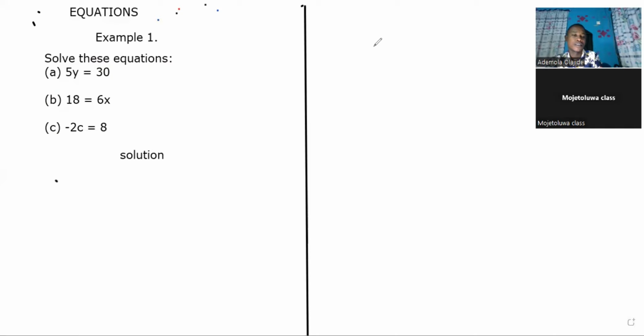So the next part of this is negative 2c equals 8. If you are solving an equation, your target is to protect the letter that is there and remove every other figure around that letter. You ensure you remove them. But the process of removing each figure around the letter you want to isolate differs.